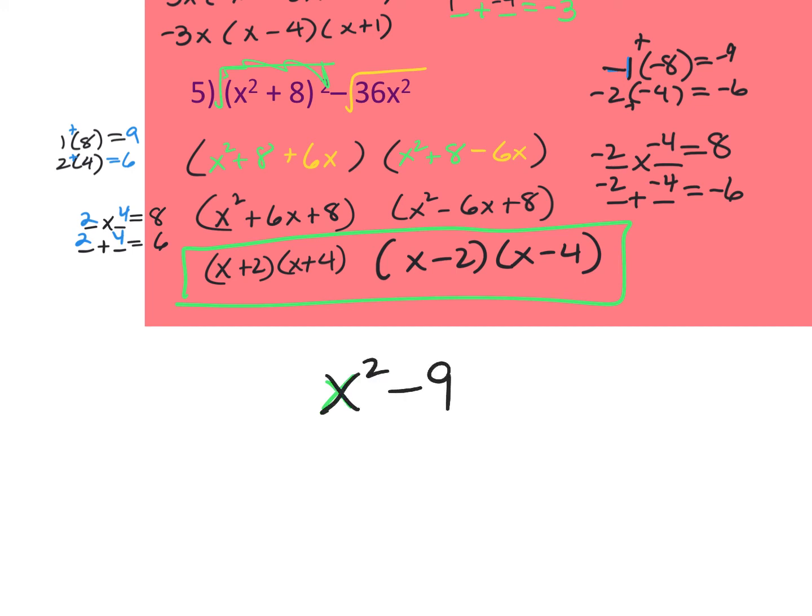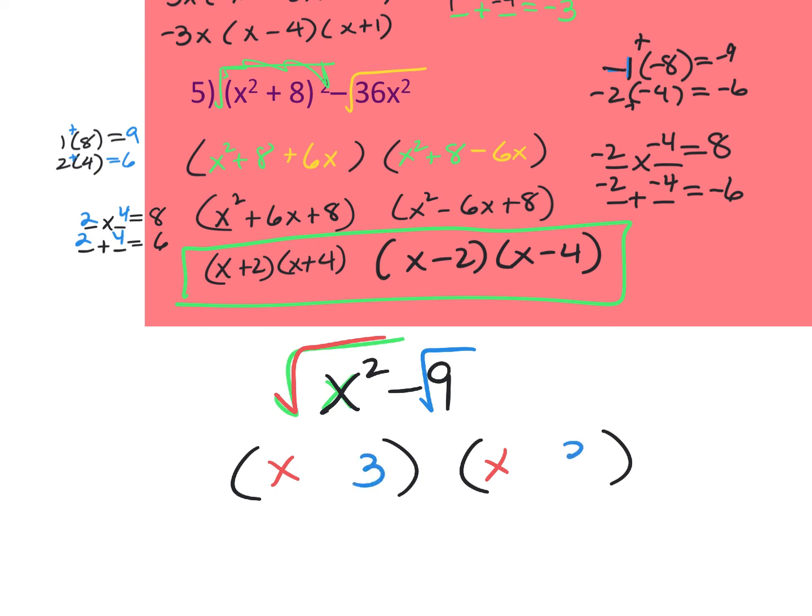minus 9. When you do that, you square root the x squared, and then you would square root, here, let me do it in a darker color. So then when you have the difference of two squares, the red square root goes first, and in the problem up above, it was the green square root. And then the blue square root, which was the yellow up above, would go here, and then one gets a plus sign, one gets a minus. So that's what went in here. I square rooted this one, and that's what went here and here.